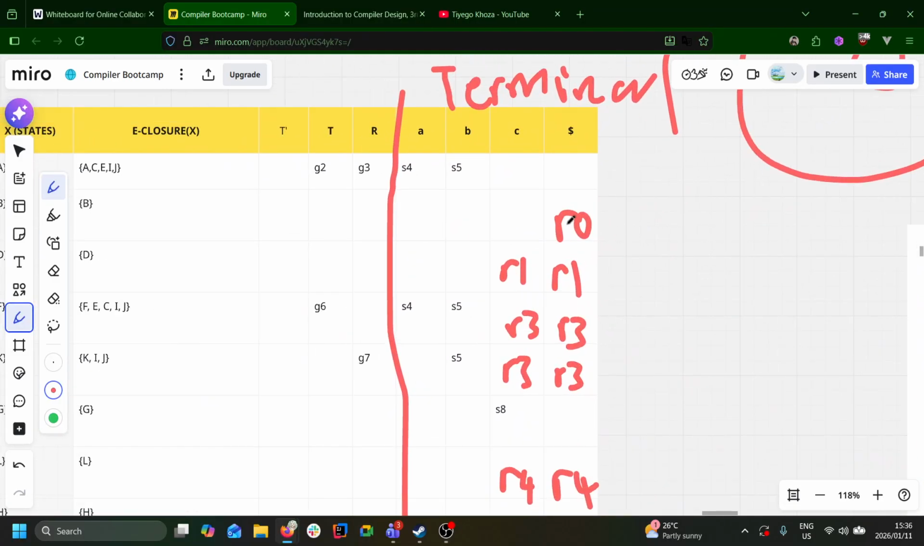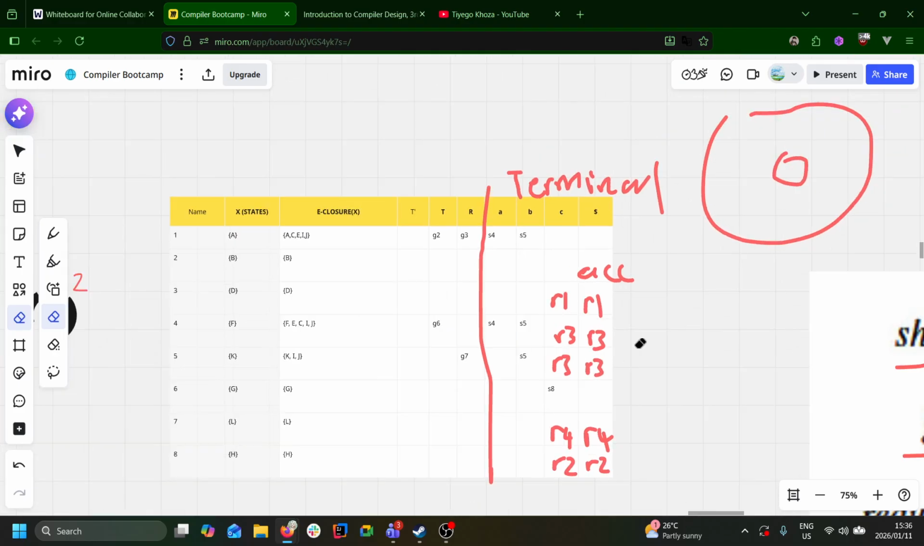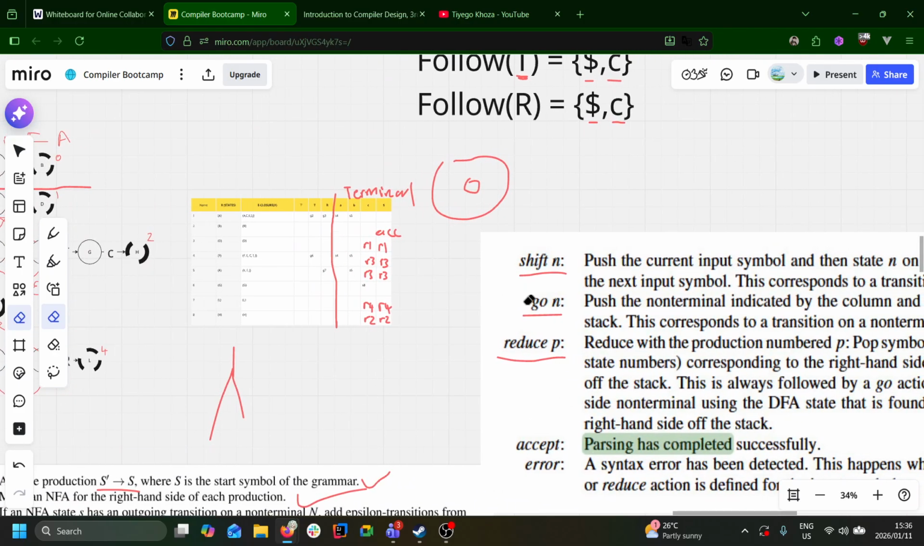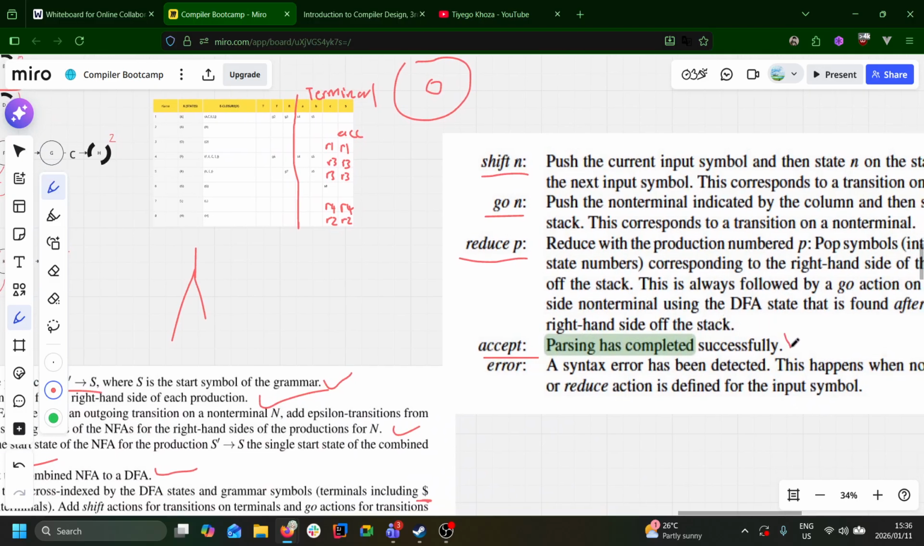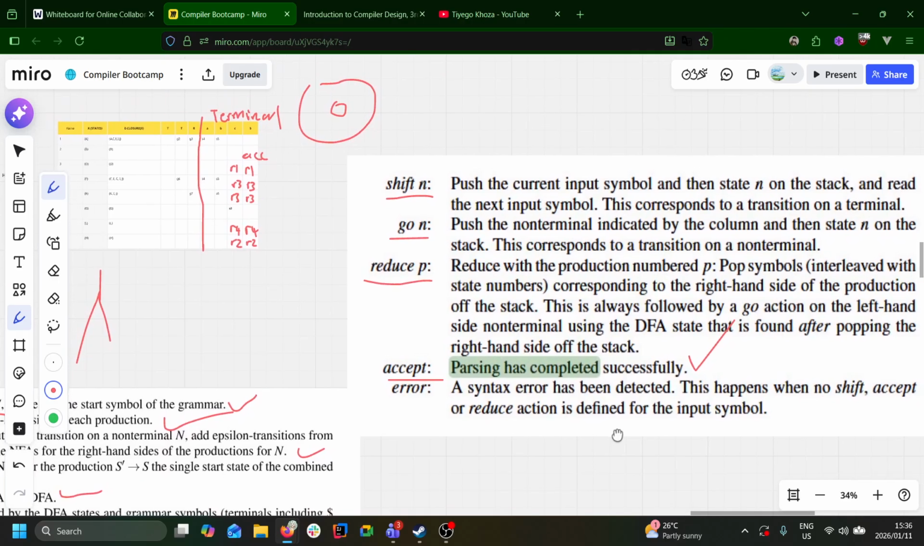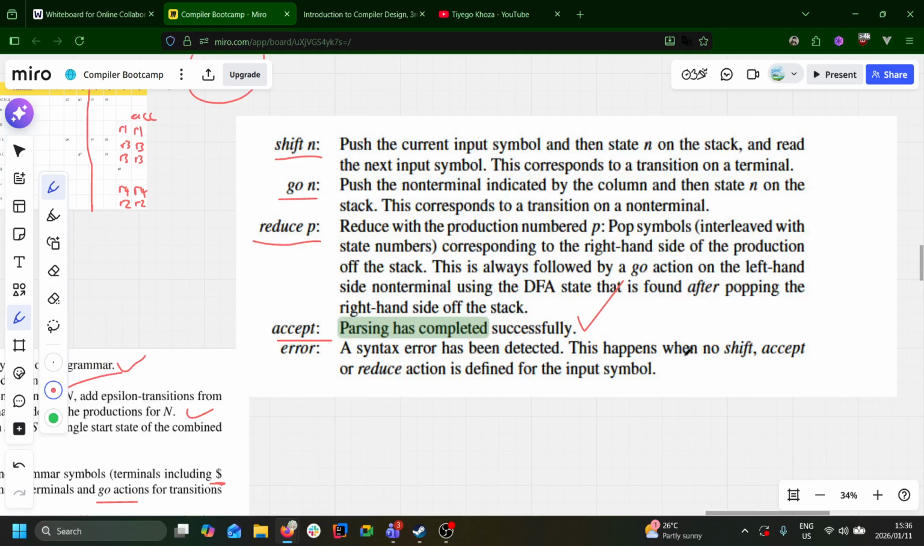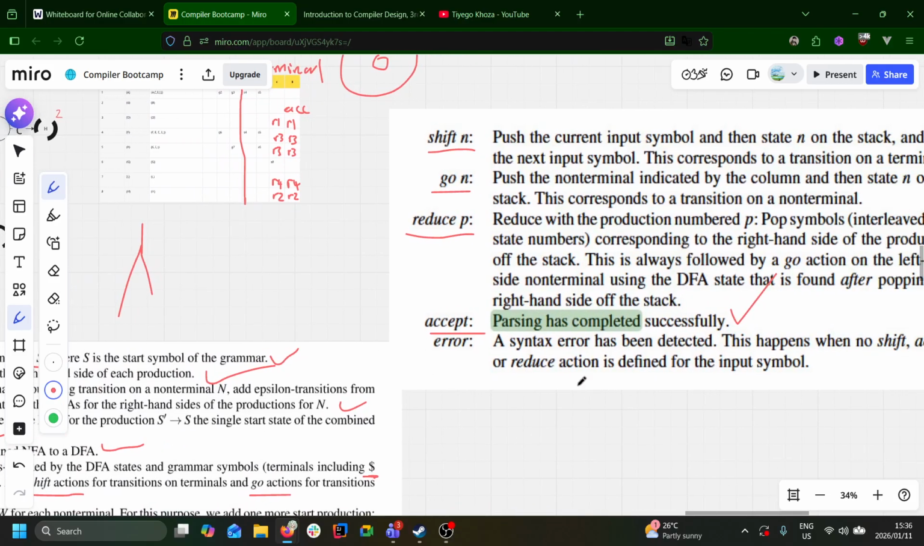And in this case, it's over here. So we just change this into an accept. But in most cases, you don't have to write the full thing. You can just write ACC for accept. And that is how you add your accept as well. This usually indicates that your parsing has completed. And yeah, so that's how you do it.